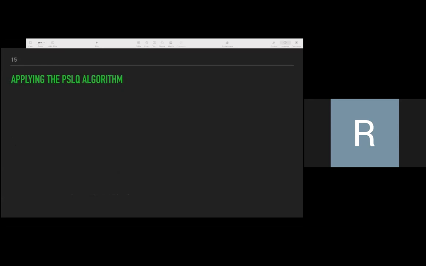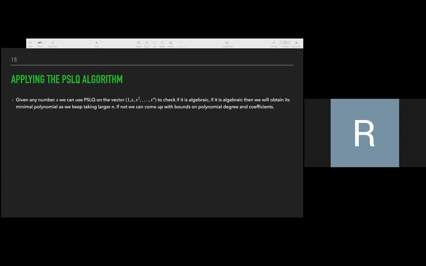So here are some easy applications of the PSLQ algorithm to first gain some intuition on what can be done. Given any real number x, we can take the polynomial basis 1, x, x squared, up to x^n, and try to find an integer relation to see if x is algebraic. If it is, we obtain its minimal polynomial in the form of our integer relation a_1 through a_n. If not, then we just get bigger bounds on the polynomial degree and coefficients.